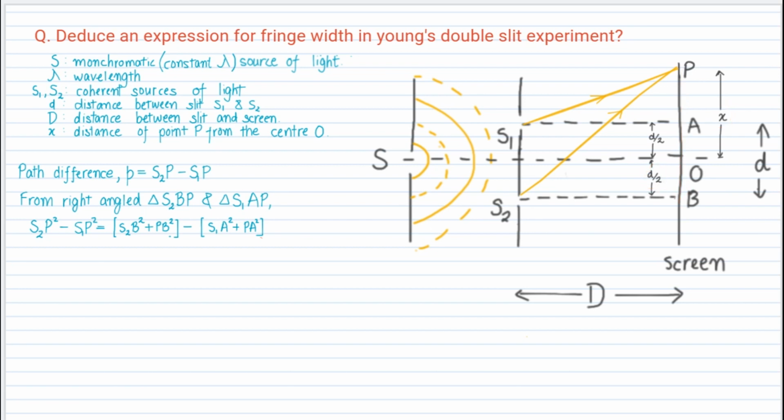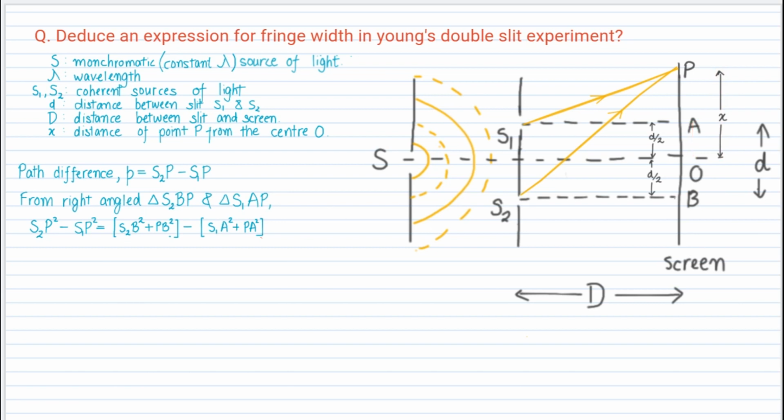Similarly, your PA. Okay, look at this distance PA. How much is this distance? We have to calculate this distance PA. Now here, PO is how much? It is X. Now from here, if we subtract D by 2, this distance AO, then we will get PA. Therefore, PA equals PO minus AO. So this is X minus D by 2.